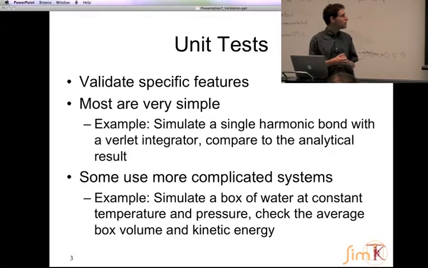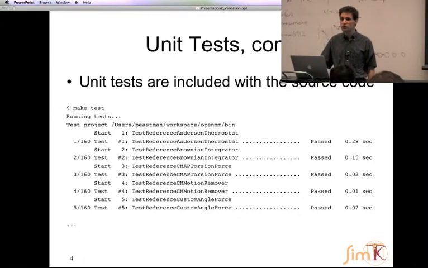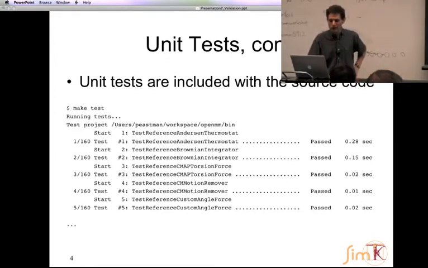A few of them do more complicated things, like simulate a box of water at constant temperature and pressure and say, okay, is it giving us the average box volume that we physically expect it to have? Is the kinetic energy averaging out to the right value? So we have many hundreds of unit tests. If you want to run them, they're all included with the source code. So if you build from source code, you can just type make test, and it will go and run through all of the unit tests.